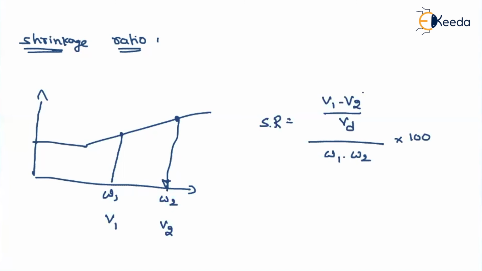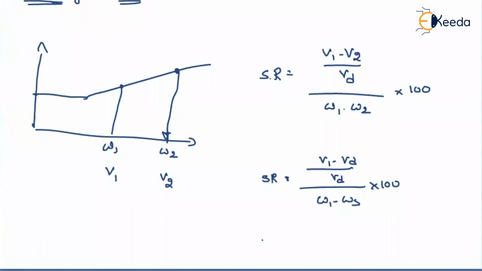Suppose one of the limits is at the shrinkage limit, then what will happen? V2 is nothing but the dry soil volume, and W2 is nothing but the shrinkage limit. How does my relation change? (V1 minus V2) divided by VD becomes (V1 minus VD) divided by VD, divided by (W1 minus Ws) into 100. What about (V1 minus VD) divided by VD? That is nothing but the volumetric shrinkage. So the shrinkage ratio is also equal to volumetric shrinkage divided by (W1 minus Ws) into 100.